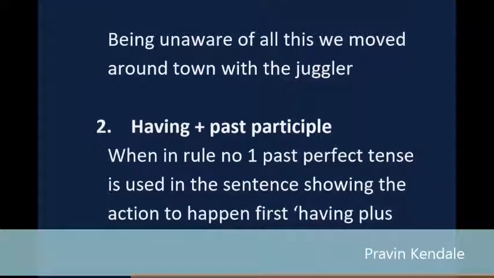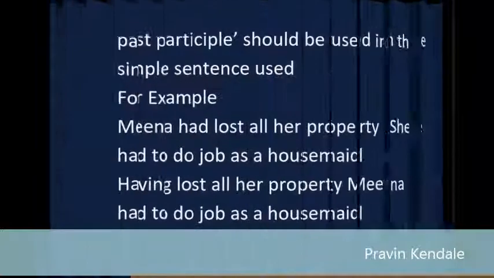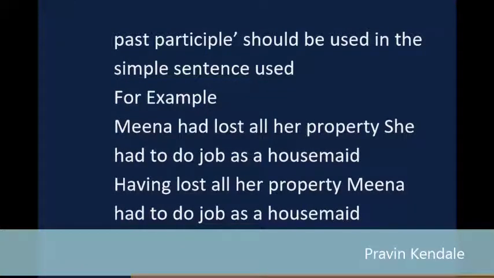2. Having and past participle. When in rule number 1, the past perfect tense is used in the sentence showing the action to happen first, having plus past participle should be used in the simple sentence. For example, Mina had lost all her property, she had to do a job as a housemaid. Having lost all her property, Mina had to do a job as a housemaid.